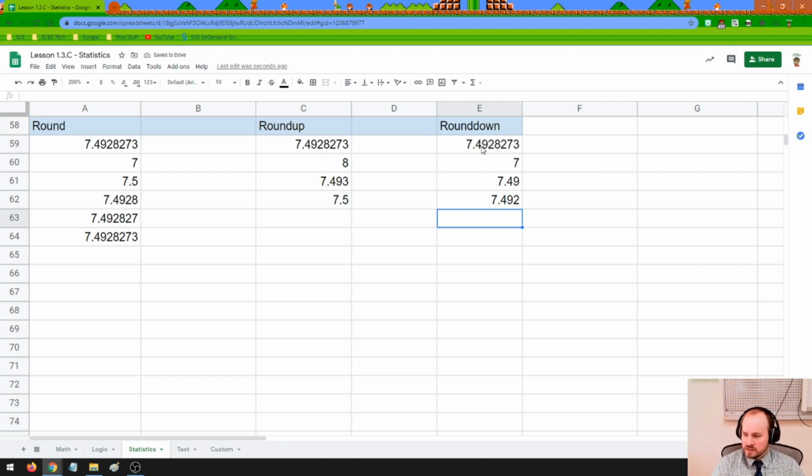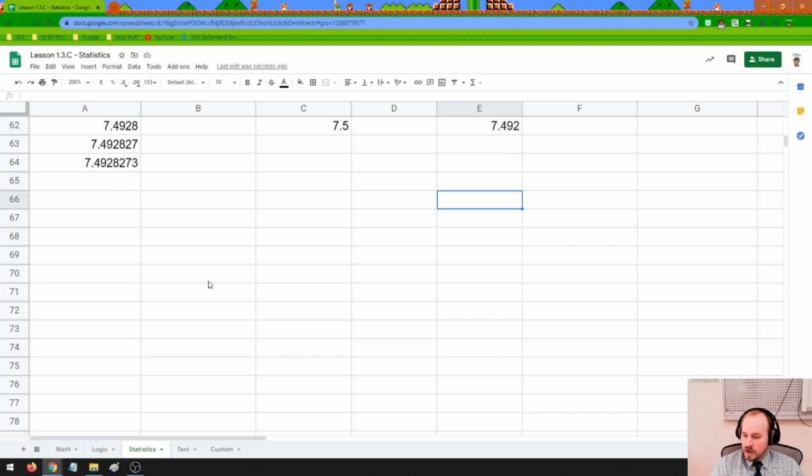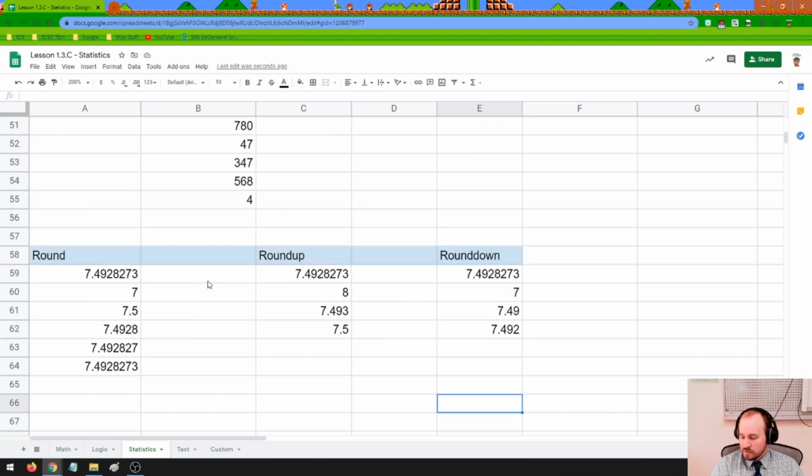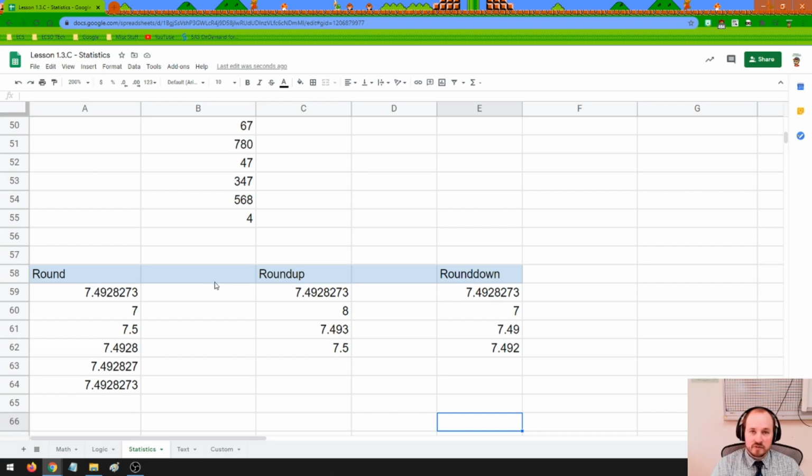Now, normally, if we were to do a normal round, it would be 492, and then it would look at that 2 and say, is that being rounded up or down based on the 8? Normally, it would round it up, but because we specified round down, it always lowers the value to what we need. All right, so that is pretty much what we are looking at for just 1.3.c and the statistics.